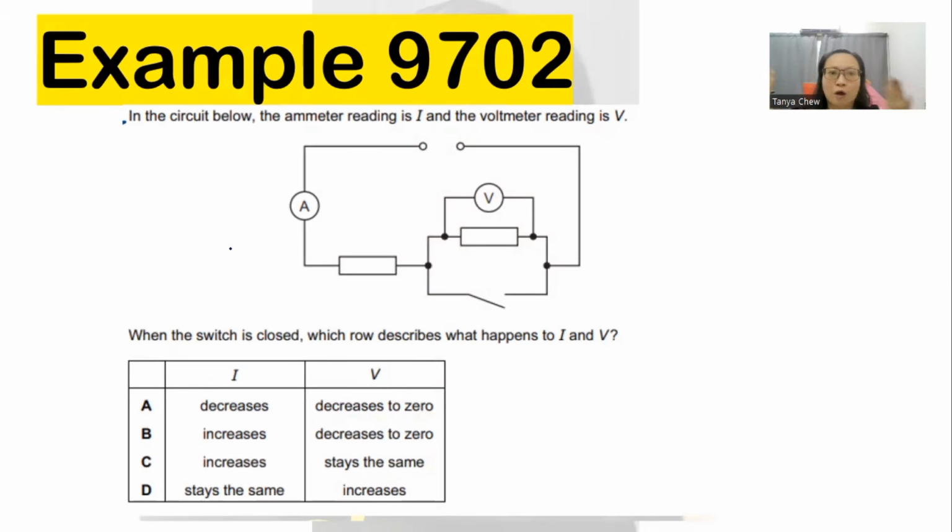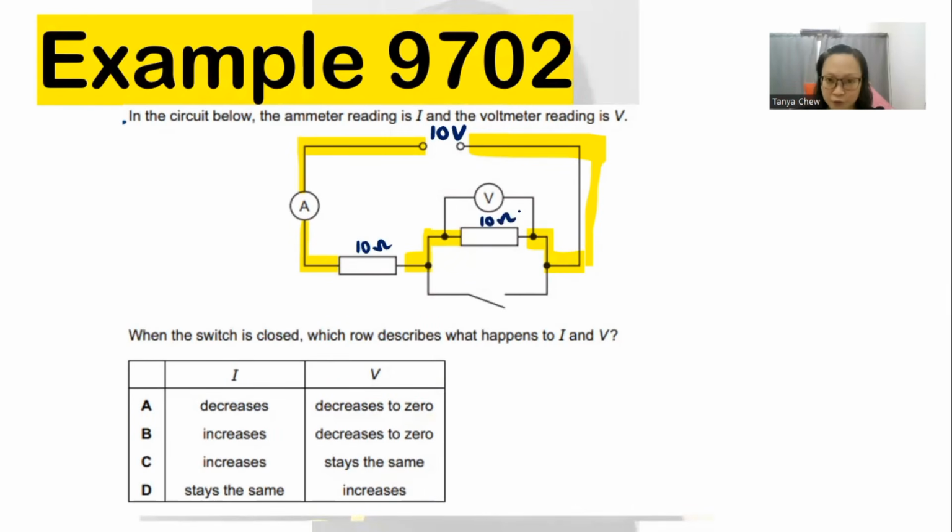So how do you do this? How do you guess it correctly and accurately? This is how I do it. Initially, when the switch is open, this is the path of the flow of my current. Could you see that? These two resistors are arranged in series. So I just simply put a value to this battery, 10 volt. And then resistors, maybe 10 ohm, and this is 10 ohm.